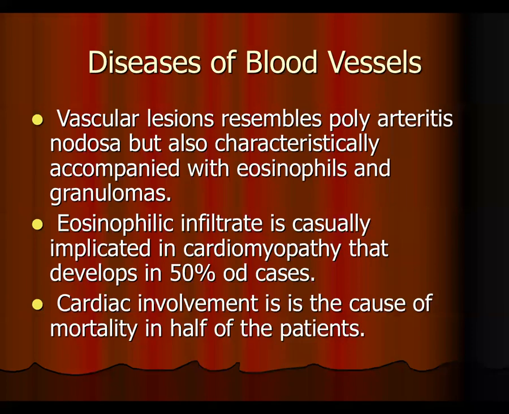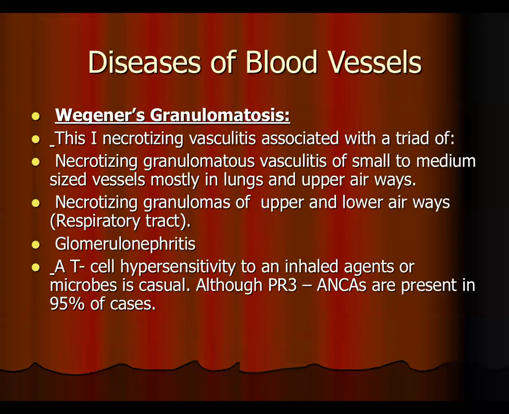In this case, the eosinophilic inflammatory cell infiltrate can also cause inflammation. They are also implicated in the development of eosinophilic cardiomyopathies in some patients. Now, there can also be some cardiac involvement, and the cardiomyopathies can develop in these cases of Churg-Strauss syndrome. So now another condition is venous granulomatosis.